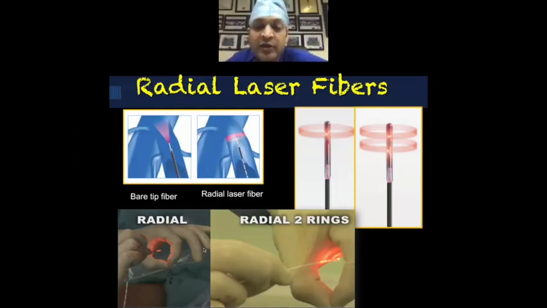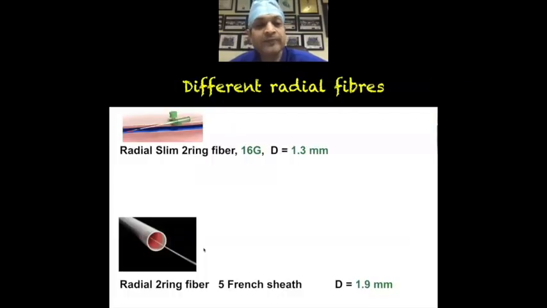But if you look into the publications, the closure rates with single ring and double ring are nearly similar. So really, I don't have an answer to this.